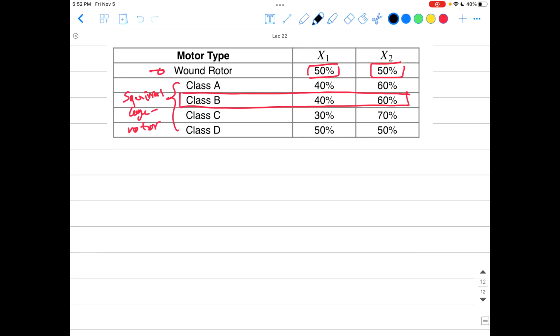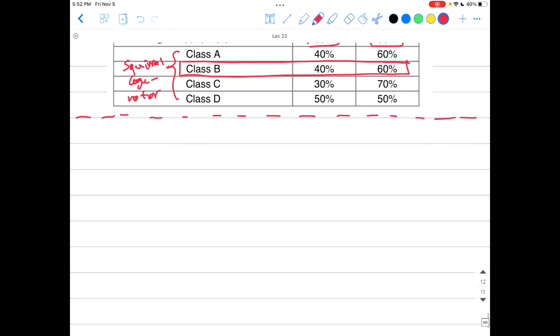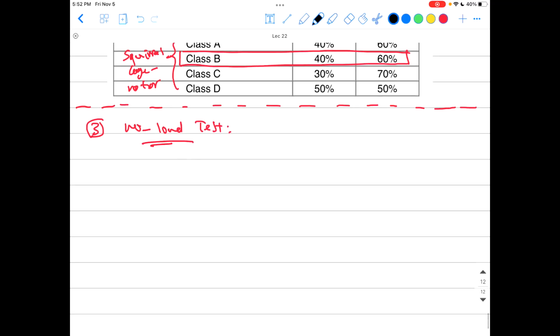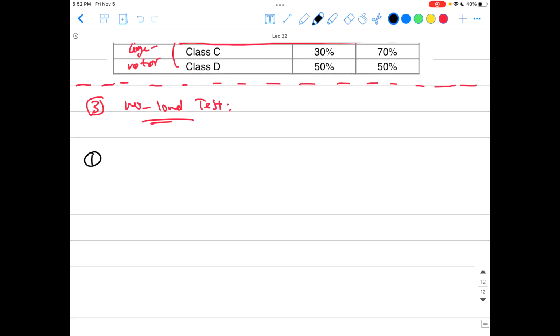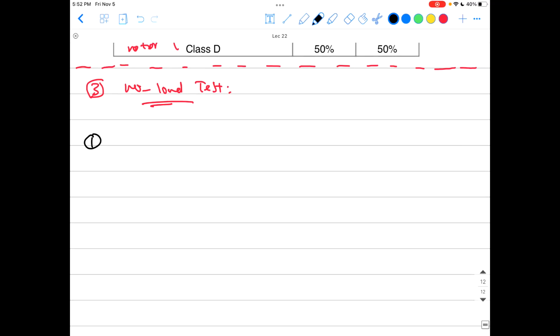So let's jump over to the third test, which is the no-load test. So the third test is the no-load test, okay? Let's again take the steps of performing the test. Number one, obviously remove the lock on the rotor. We're not locking the rotor anymore.